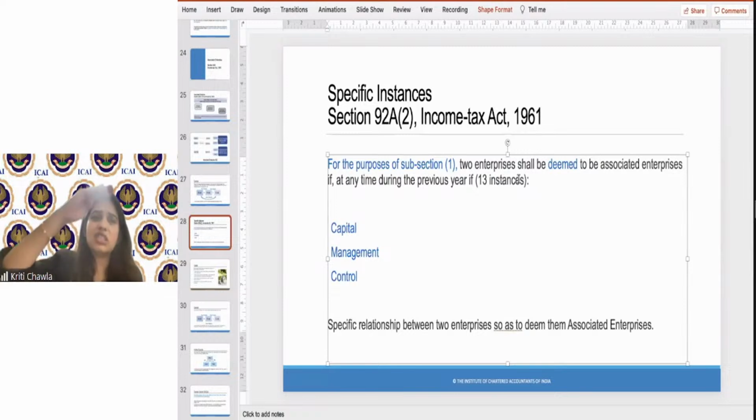In the Income Tax Act, you will just see 13 instances being provided, but I have just divided them so that it's easier for you guys to remember. So section 92A1, if you open the Income Tax Act, is very, very generic. And it says that if they participate in the management, control, and capital, they will become associated to each other. Section 92A subsection 2 is very, very specific. It has listed down these 13 instances. And it says that even if you fall under one instance, we'll call you associated enterprises. Now, the point is, what are these 13 instances? But is it clear till now?